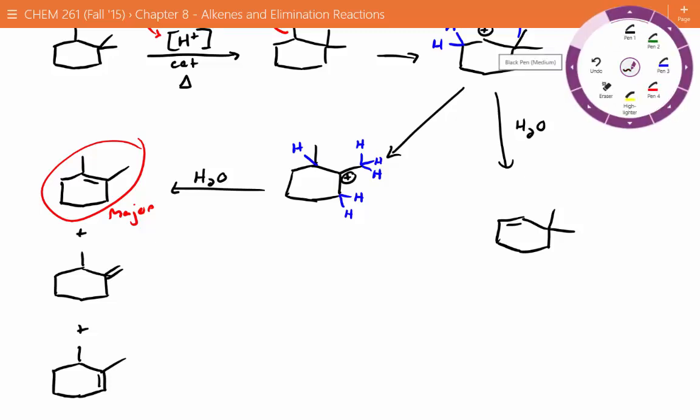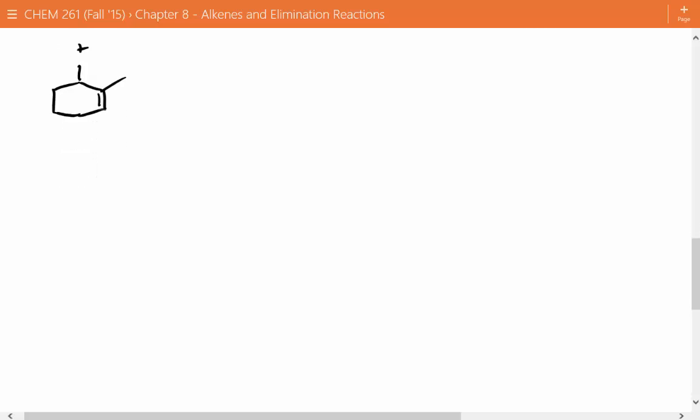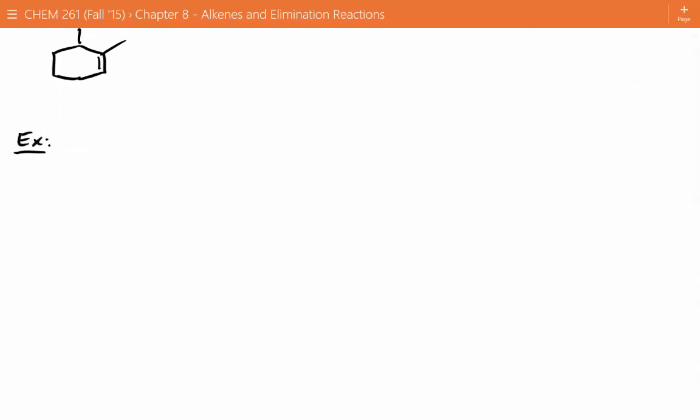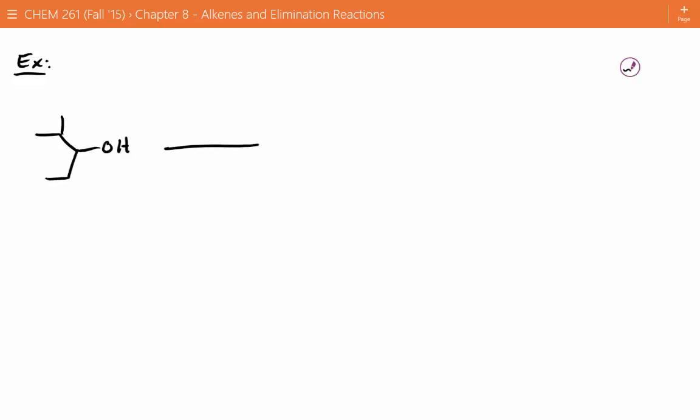All right, let's try one more. And this time I want you guys to work with a partner or on your own, and I'll give you guys a few minutes to work on this. After you write that up, you can go back. All right, so again, we've got a catalytic amount of acid and heat.